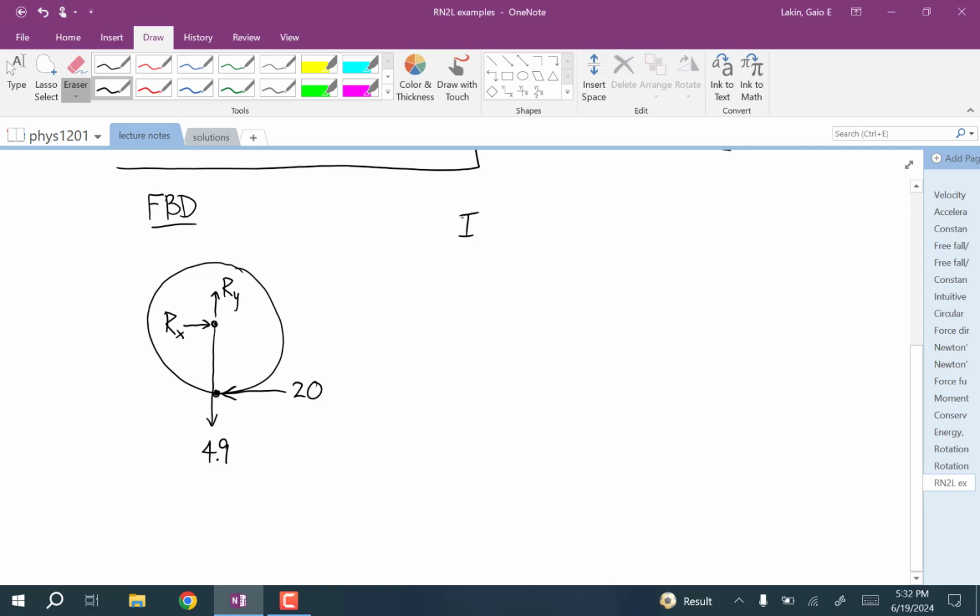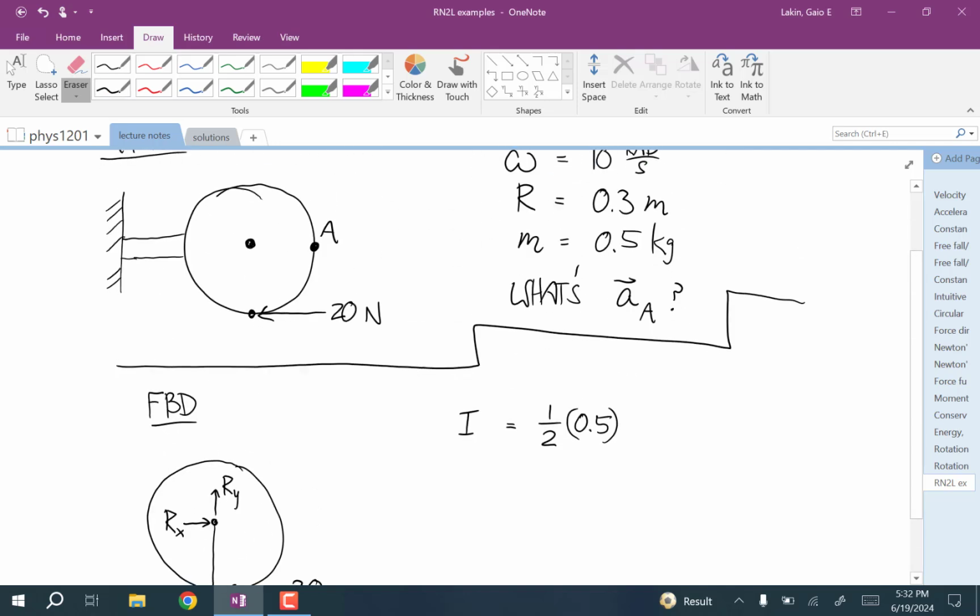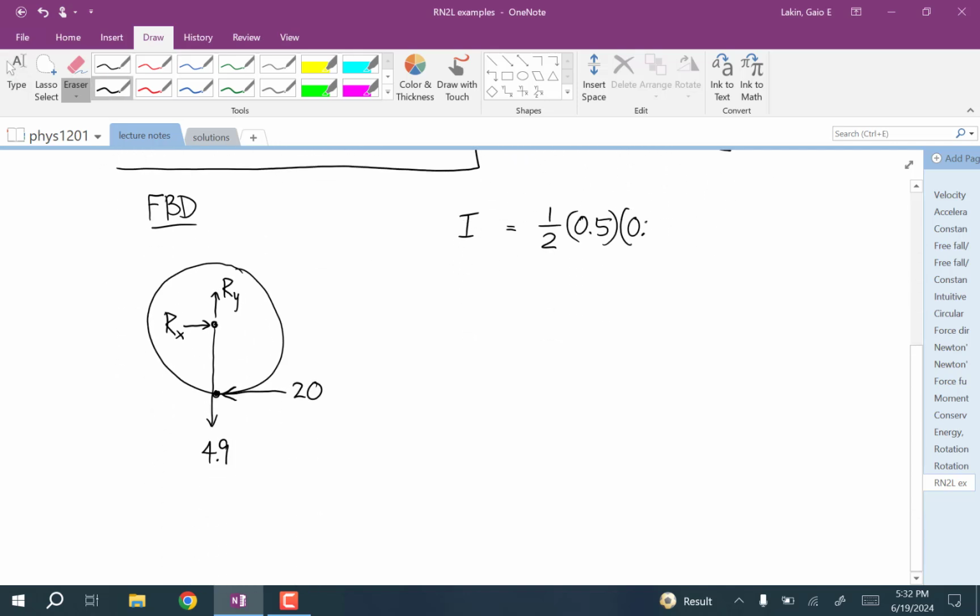The moment of inertia, we're doing this calculation about the center because that's where the hinge is. So this is going to be 1/2 times the mass times the radius squared. And that gives 0.0225 kilogram meters squared. So that's the moment of inertia. And now we have to calculate the moments produced by all these forces. There's 3 forces here.